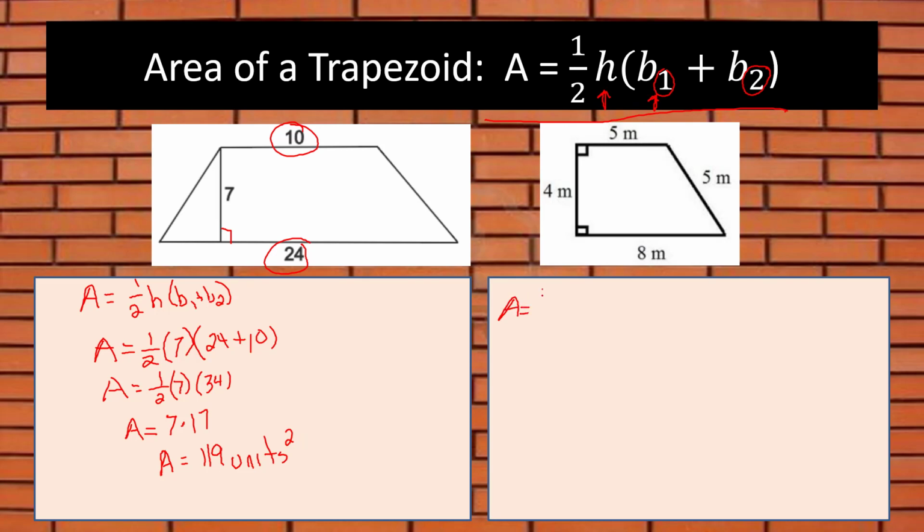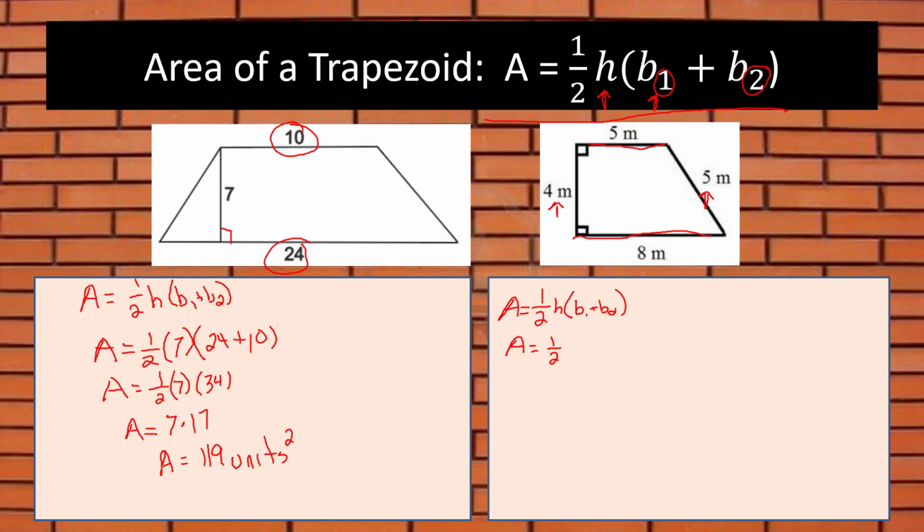Area is equal to 1/2 the height times B1 plus B2. All right, so our area is equal to 1/2, and our height, the distance between the two bases, so we want to first identify our bases. But is our height 4 or is our height 5? Both of them connect from the one base to another.